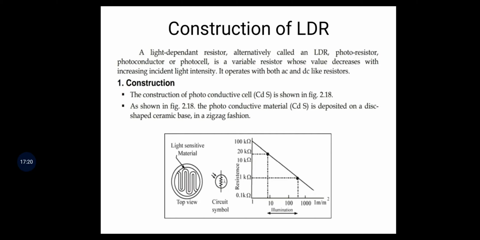The resistance value decreases with increase in light intensity. If light intensity increases, the value of resistance decreases. It operates with both AC and DC like resistors. So an LDR is operated with DC and AC voltages and currents also.